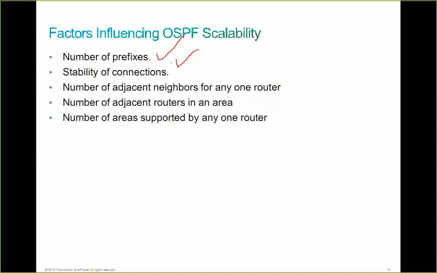The number of adjacent neighbors for any one router is important as well. We know that OSPF floods all of the link state changes to all the routers within an area.